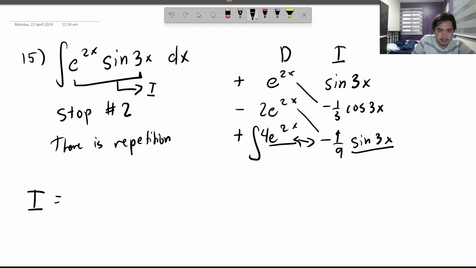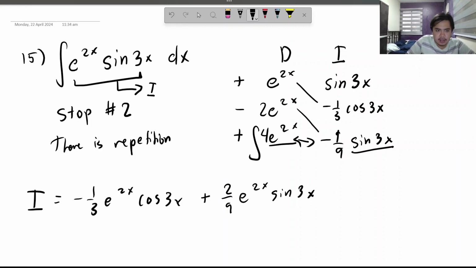I, or that's the integral, is equal to negative 1/3 e to the 2x cosine 3x. Then there's minus here and minus here, so it's plus 2/9 e to the 2x sine 3x. Again, the integral is the I. This is not I, this is just e to the 2x sine 3x. But now, in the next part, there is e to the 2x and sine 3x, and we need the integral of that. So it's minus 4/9 I. Again, this is minus 4/9 integral of e to the 2x sine 3x. That's why I just put I in here.